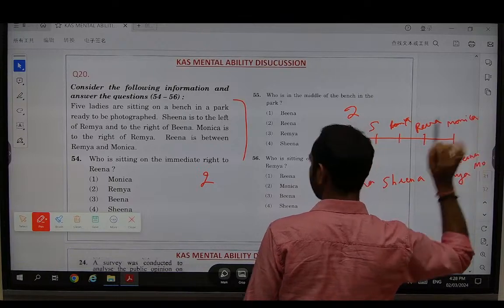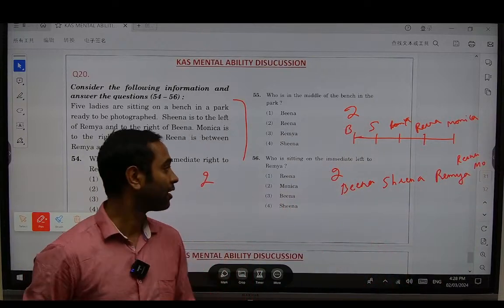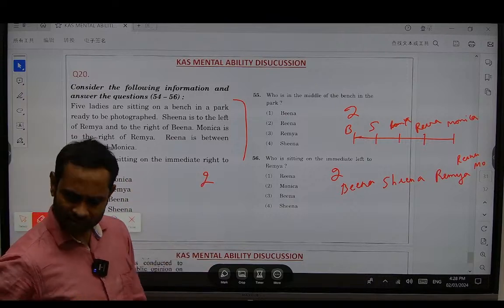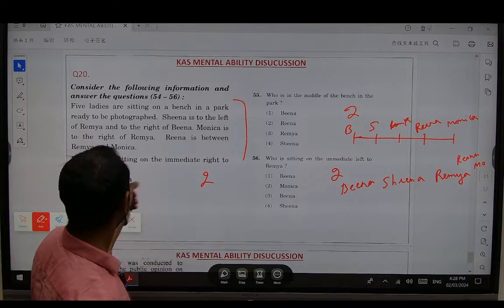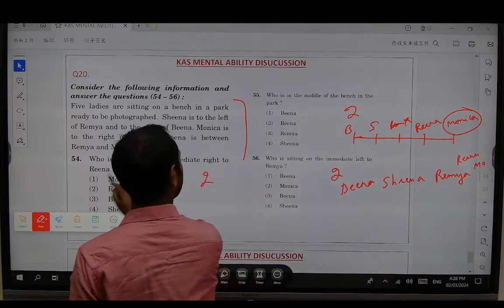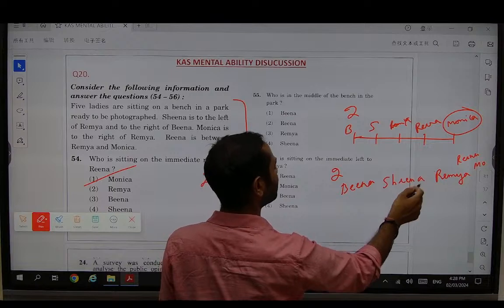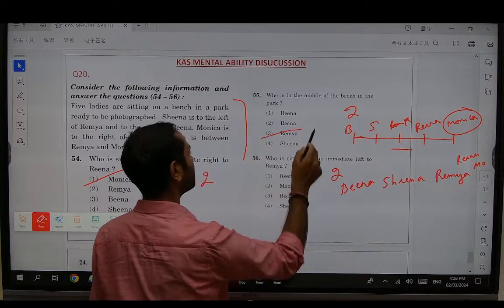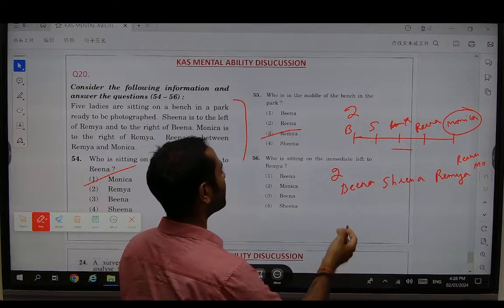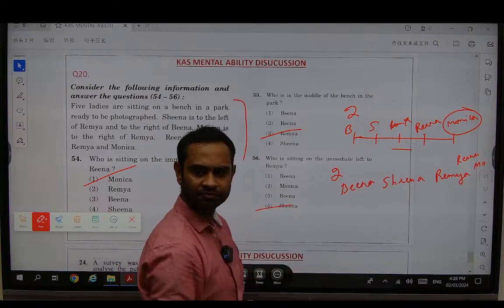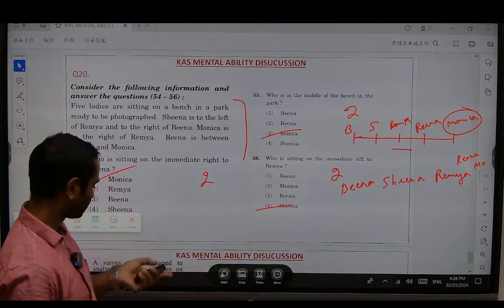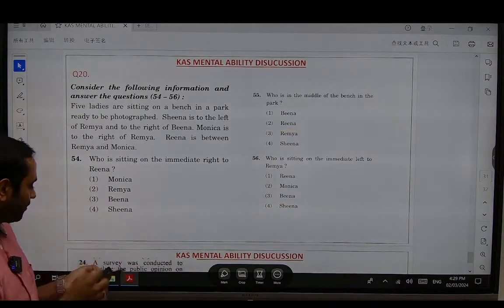Okay, fine. Camera is there. Okay. Now who is sitting to the immediate right of Reena? Immediate means just next, right? So who is sitting immediate right of Reena? So immediate right of Reena is Monica. Who is in the middle of the bench in the park? Ramya. Okay. Who is sitting immediate left to Ramya? Sina. Right. Correct, no? If you see any mistake, please let me know.